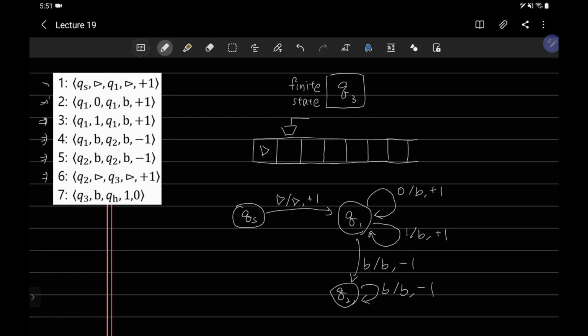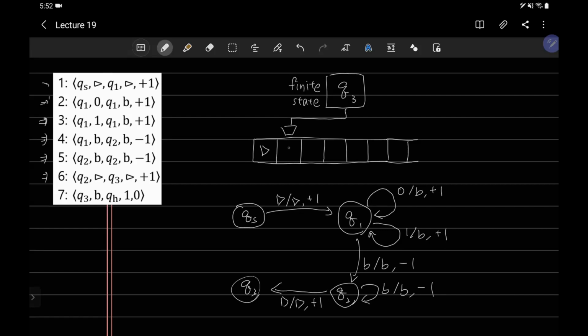So something like this one. What happens is now the Q2 will move to the Q3. In this case, what we read is this starting, and then the same symbol will remain, and then the head will move to the right.